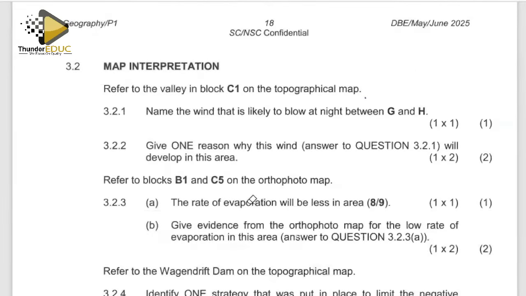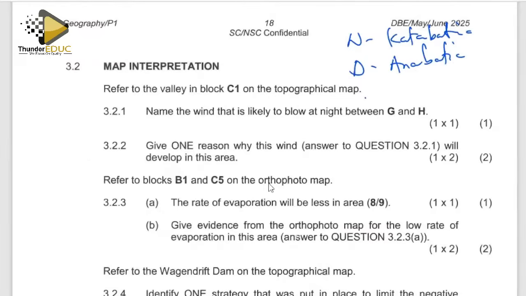Name the wind that is likely to blow at night between G and H. Automatically, our two kinds of winds, if it's a valley situation, we are saying in a valley, during the night, we have a katabatic. And during the day, we have anabatic. That is a valley situation. Give one reason why this wind will develop in this area. Since we don't have the map, we don't have justification.